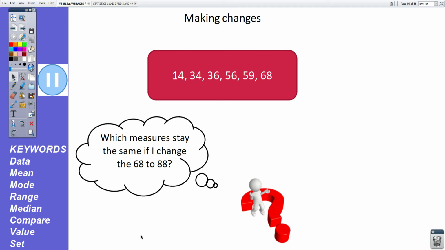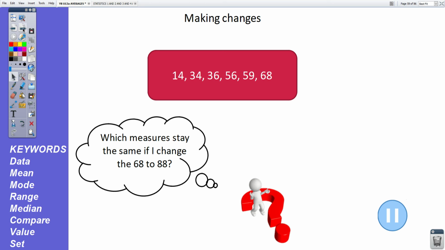Right, making changes. A couple of problems here for you to think about. First one, what measures, which averages will stay the same if I change the number 68 in this set of data up to 88? Pause the video and decide for yourselves whether it will change mean, mode, median and range. And pause the video when you are ready to mark your answers.